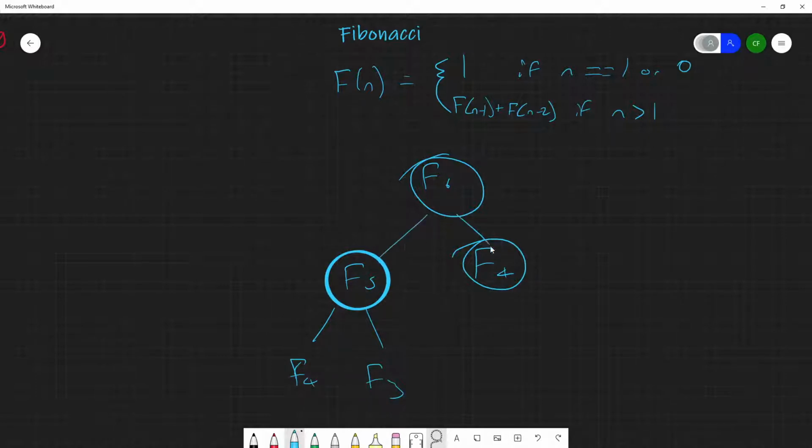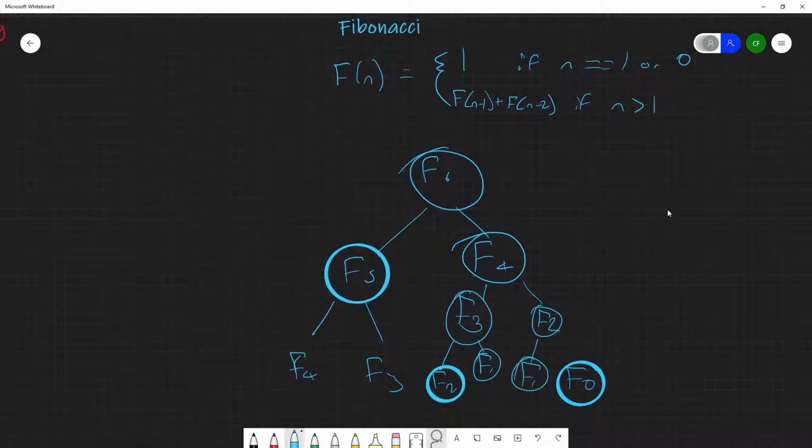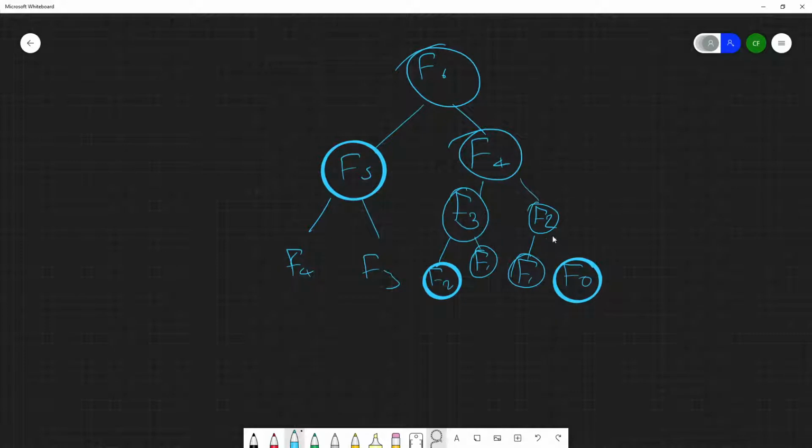Each of these will be going further. F of 4 will also be doing f of 3, as well as f of 2. F of 2 will be going down to f of 1 and f of 0. F of 3 will be going down to f of 2 and f of 1. F of 1 and f of 0 being our stop condition, so that won't be recursing any further. So we're going down to f of 2, which will then also go down to 1 and 0. This is the issue of drawing trees. Now it's crashed into itself.